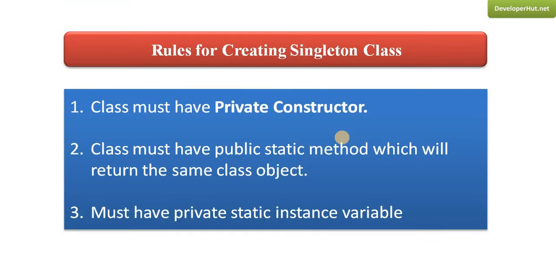Now, what are the different rules to create Singleton classes? There are three basic rules. First, the class must have a private constructor. That is the first basic rule. If you have a public constructor, you can create the object from anywhere. To restrict that, we create a constructor which is private in nature.